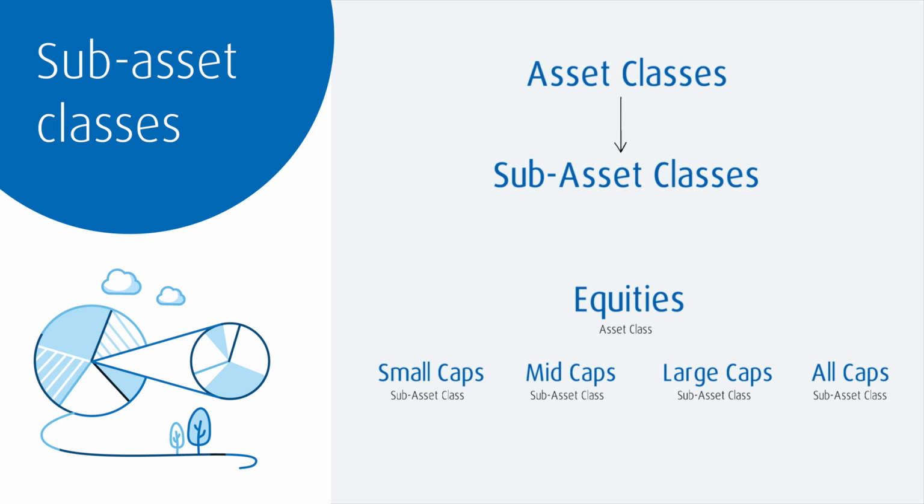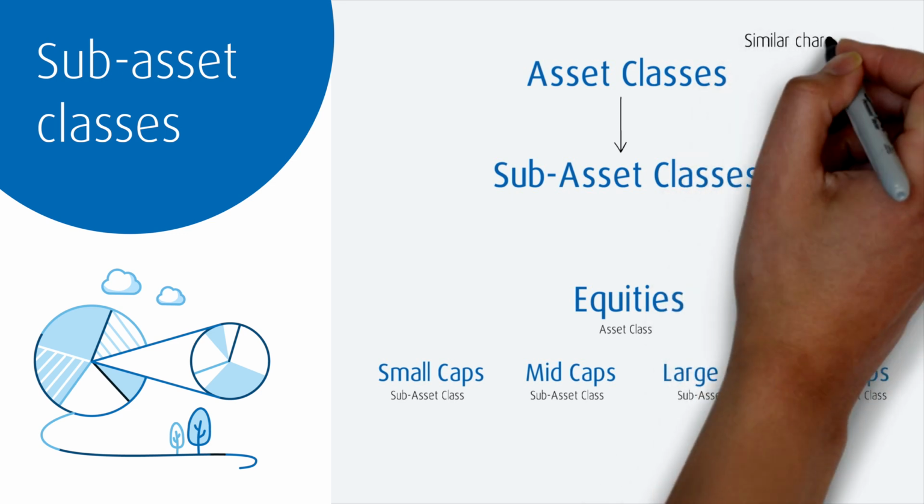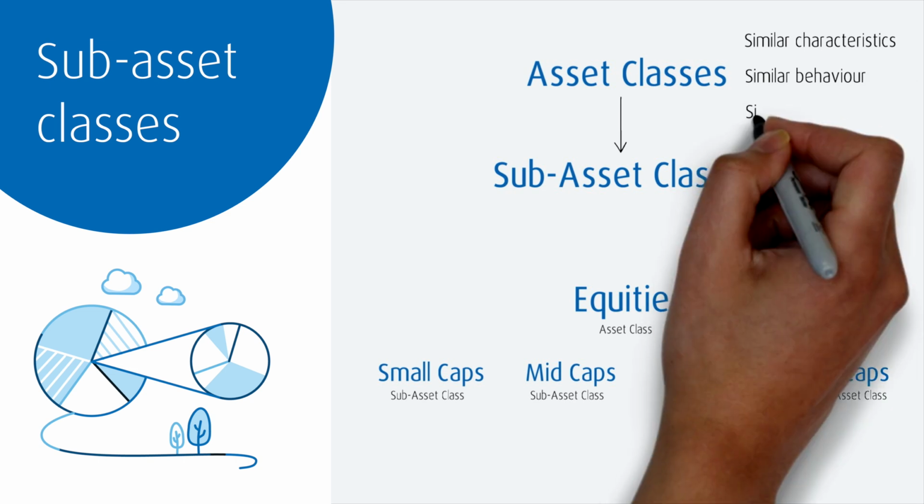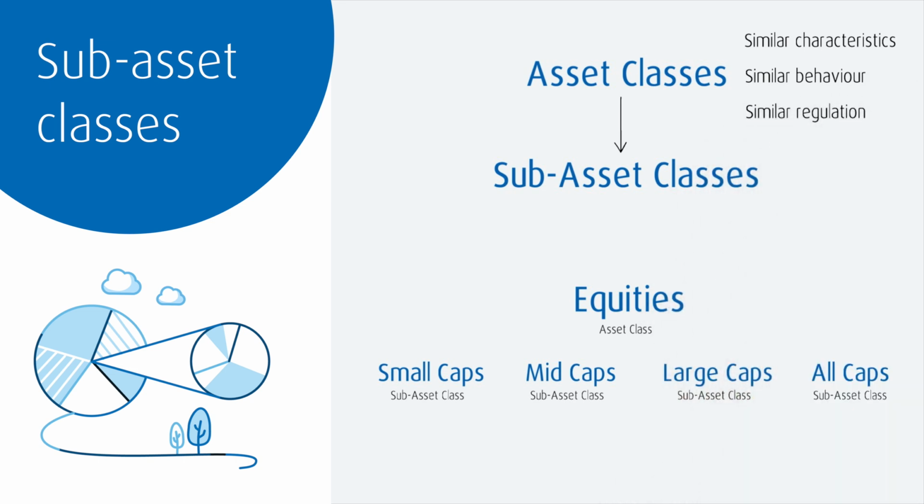So small caps are smaller companies. Mid caps are medium-sized companies. Large caps are the biggest companies on an exchange, and all caps would include all companies listed on the stock exchange. From our definition of asset class, we know that members of an asset class have similar characteristics, similar behavior or return patterns, and are usually regulated in a similar manner.